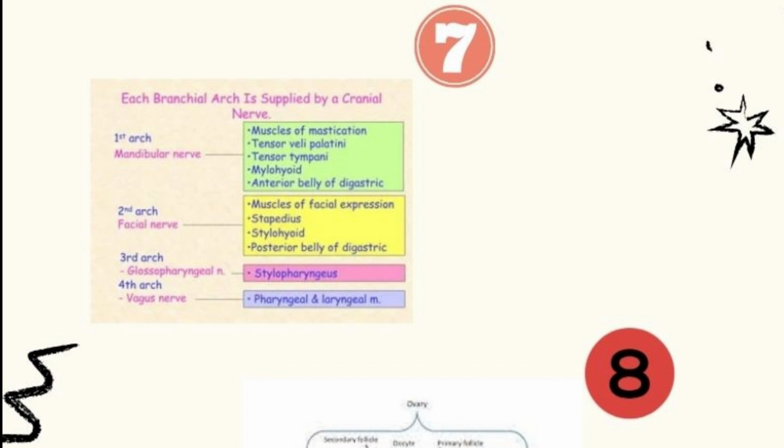For the third arch, the mnemonic is pharynx, the glossopharyngeal nerve, and the third letter of the alphabet is C. So the third arch is going to give rise to the structures that arise from C: internal carotid artery, common carotid artery, and stylopharyngeus. The fourth arch is the vagus nerve, and the fourth arch gives rise to the superior laryngeal branch of the vagus nerve, and it also gives rise to thyroid cartilage, cricoid cartilage, and arytenoid cartilage. So these are the derivatives.